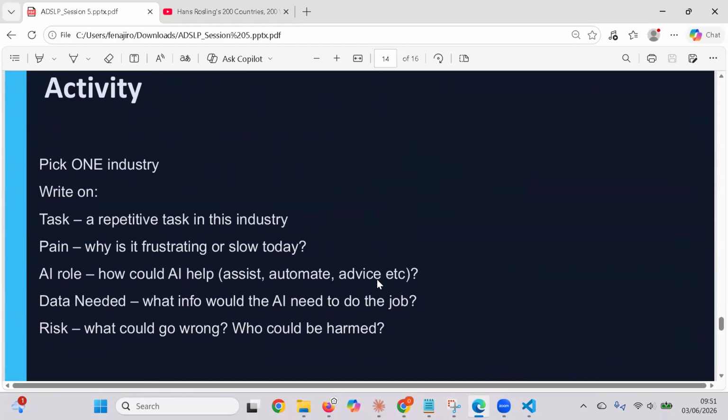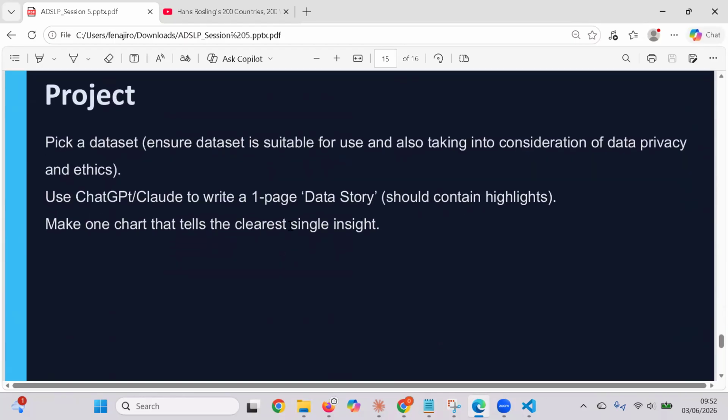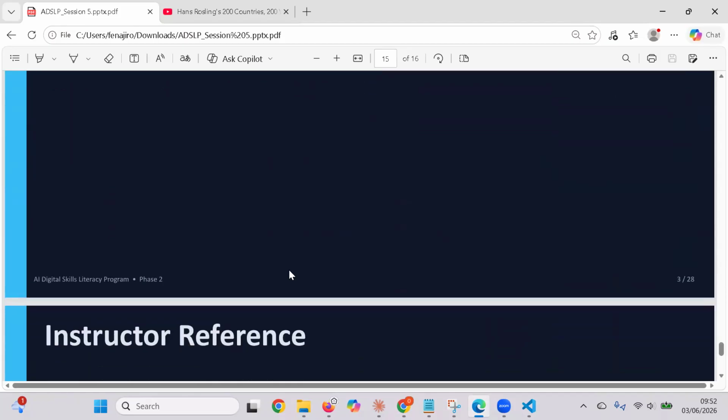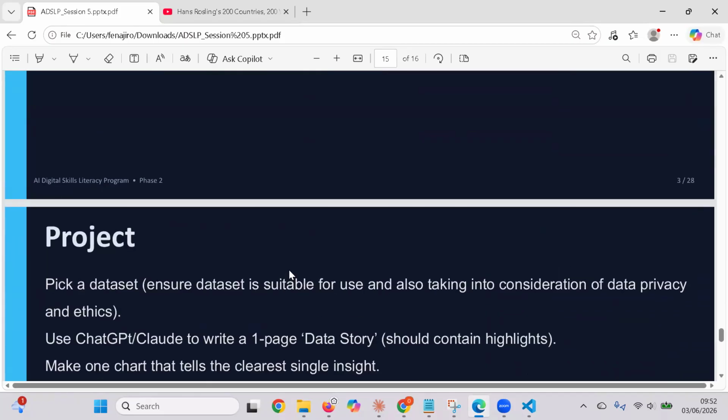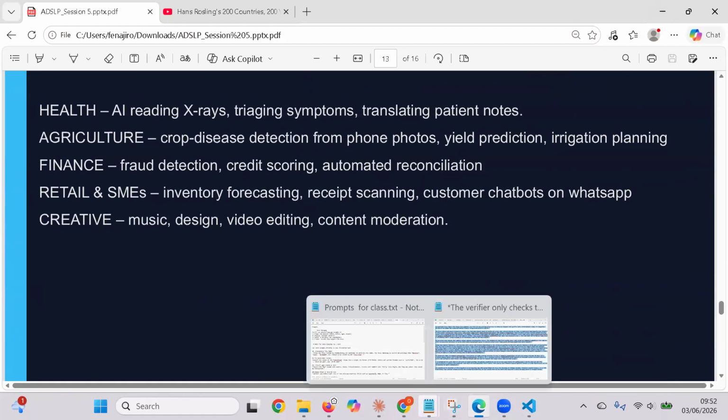At the end of it, you will have a take-home project that you will actually do for us, which is as simple as this. And I will be sharing this slide with you. Okay, now back to our data storytelling.